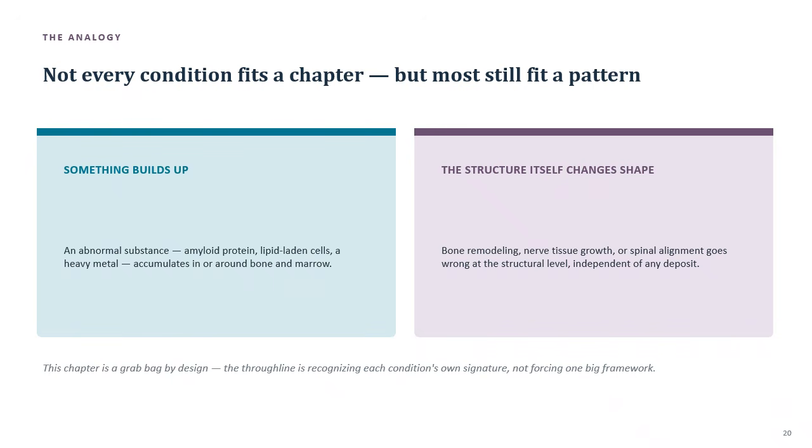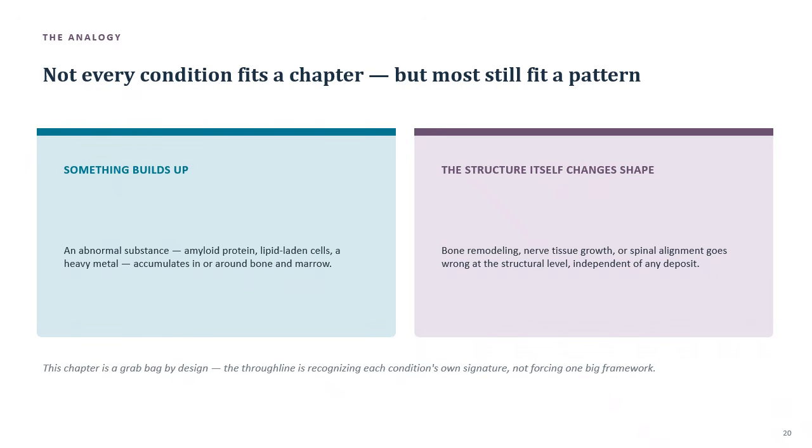The buildup happens or collects around the bone and also the bone marrow. The second bucket or category that these miscellaneous conditions will feature is the bone structure itself is changing. So how the bone is remodeling itself, how the nerves are growing into the bones, and also how the spine lines up. And this is independent of the buildup. So it's either going to be the shape changing or something is building up.